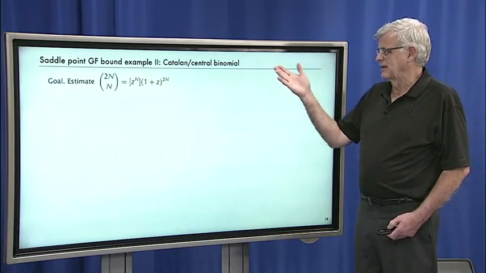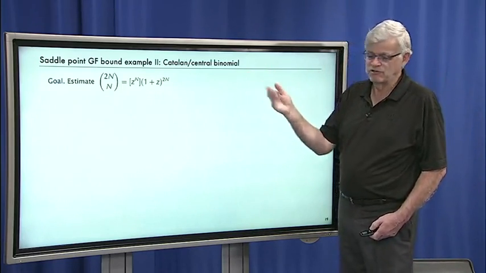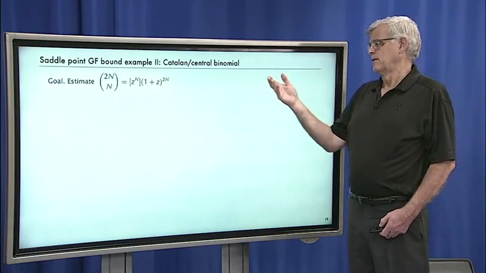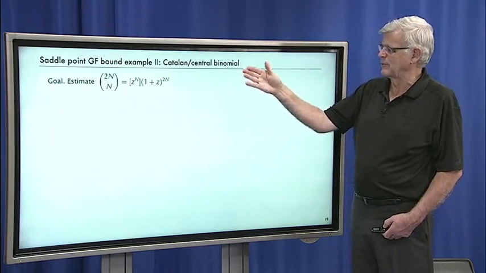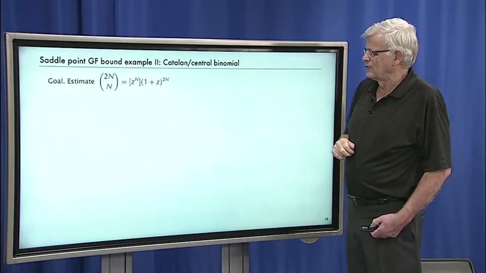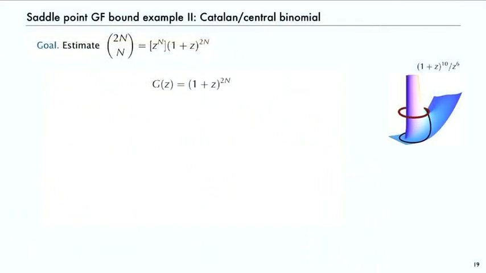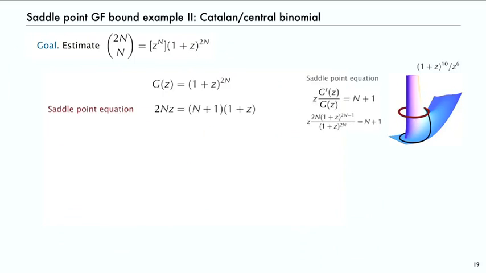Let's look at another example. Suppose we want to estimate 2n choose n. So that's the coefficient of z to the n in 1 plus z to the 2n. So now we'll just take g of z to be 1 plus z to the 2n. The saddle point equation is to take the ratio of g prime over g and set it equal to n plus 1. So in this case, that works out to 2nz equals n plus 1 times 1 plus z, or the saddle point is n plus 1 over n minus 1. So that's where the exact saddle point is.